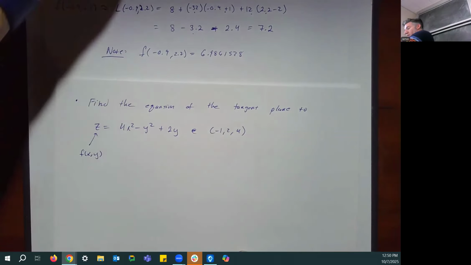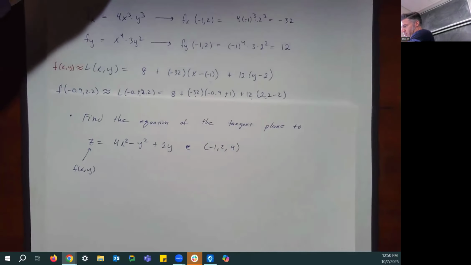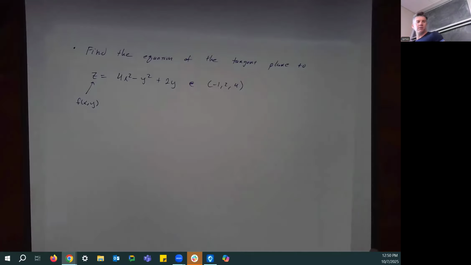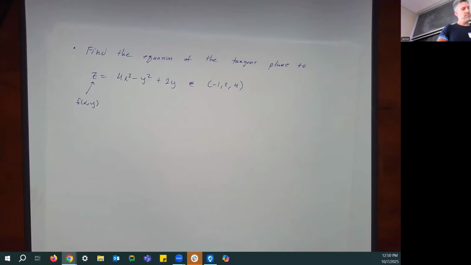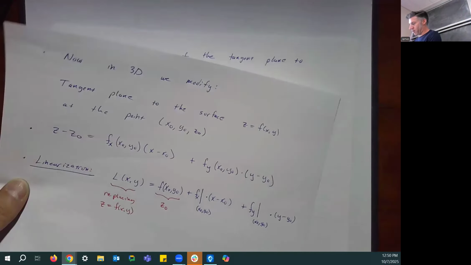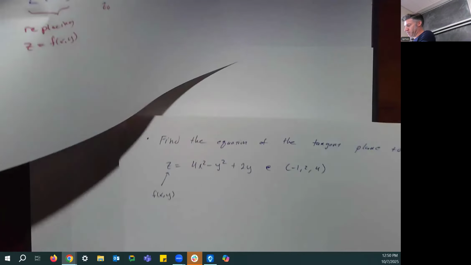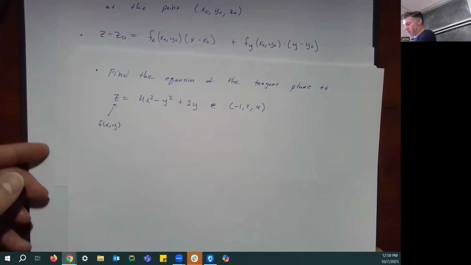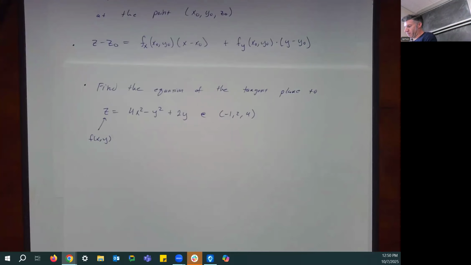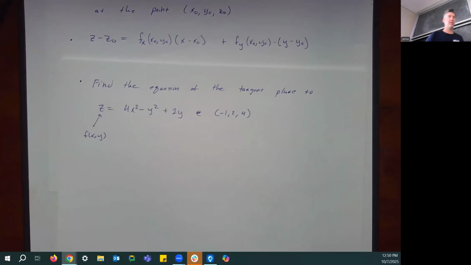So I want you all to try this one on your own. I'll remind you of your tangent plane equation right there. So I want you to find all the pieces you need. So you're going to need the partial with respect to x, the partial with respect to y.